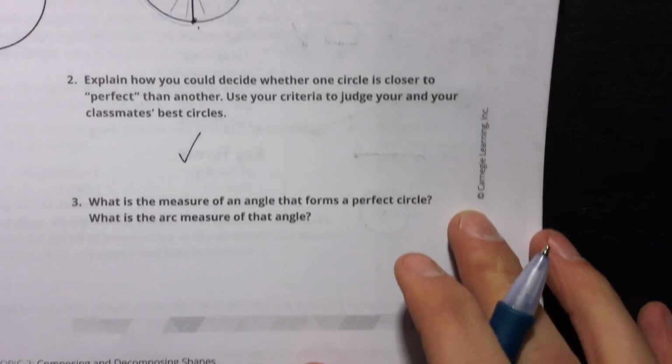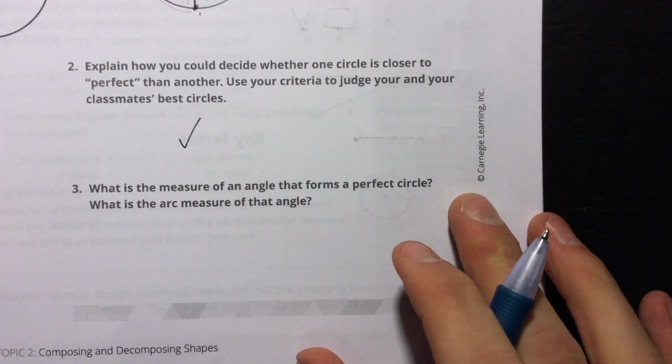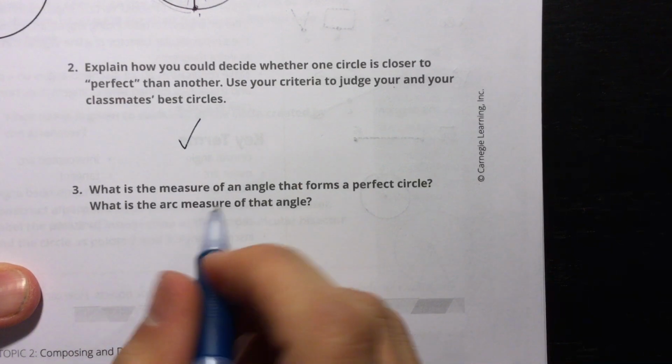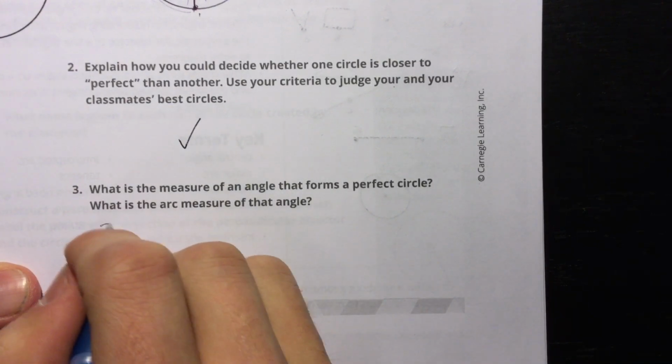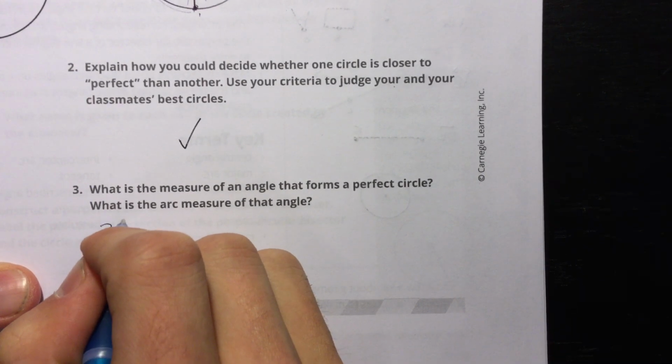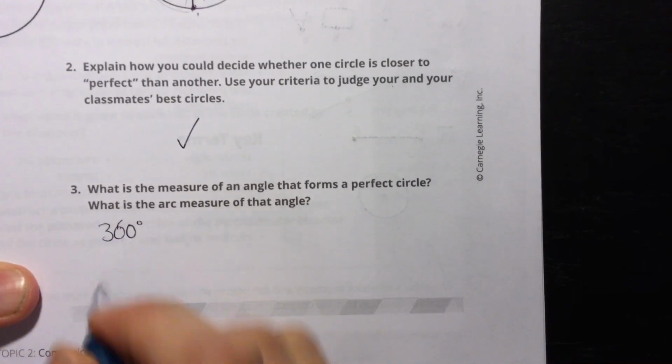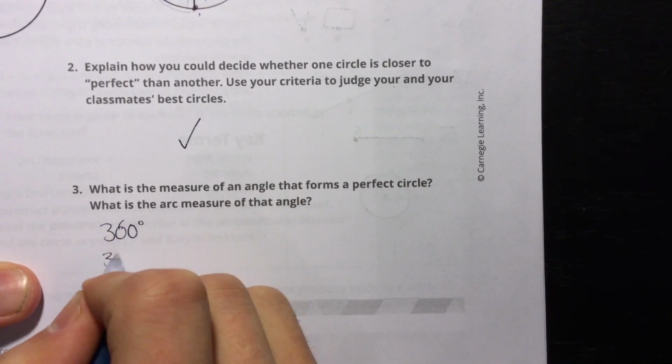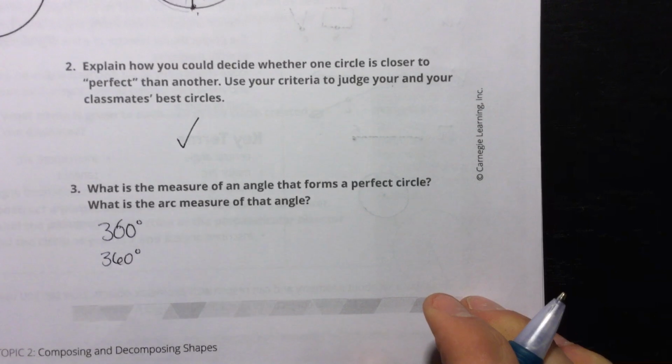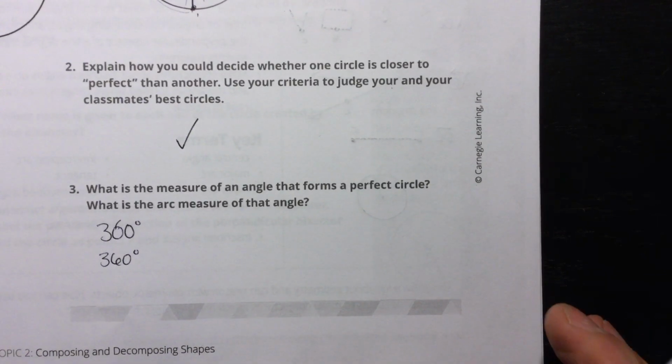And then what is the arc measure of that angle? Also going to be 360 degrees. So what is the measure of the angle? The answer to that first part is 360 degrees. And then what is the arc measure of that angle? Also 360 degrees. Awesome, so that was our warm-up and our getting started.